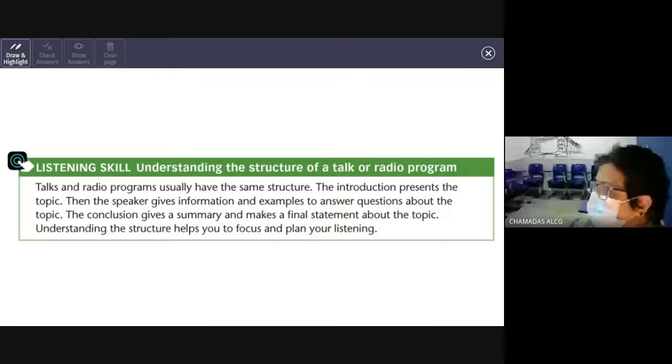Very good, Stephanie. And I'm saying that it also applies to our topic when we present a project here, okay? You can use the same structure to present your projects. You make an introduction, then you give information, then examples, and you make a conclusion. You give a summary, and you make a final statement. And my question here now is, what is a final statement?